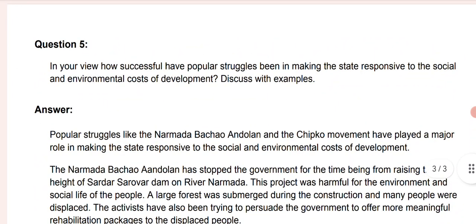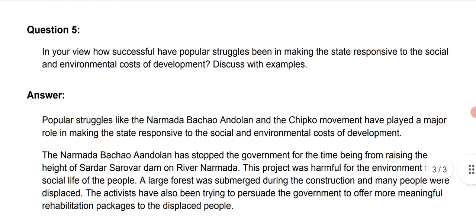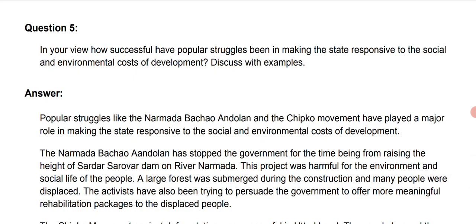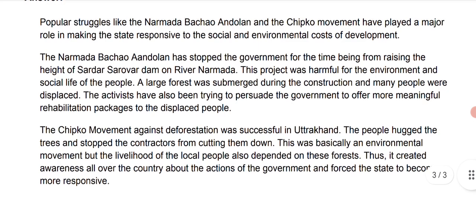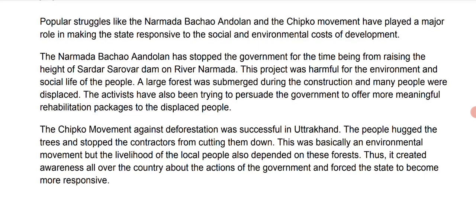Question 5: in your view, how successful have popular struggles been in making the state responsive to the social and environmental cost of development? Popular struggles like the Narmada Bachao Andolan and the Chipko movement have played a major role in making the state responsive to the social and environmental cost of development. These are two prime examples, where the Narmada Bachao Andolan stopped the government for the time being from raising the height of the Sardar Sarovar Dam on the River Narmada.